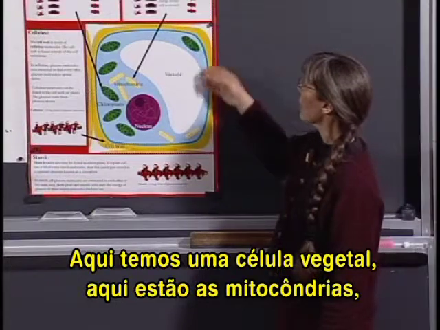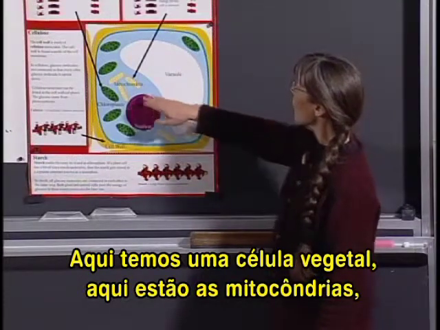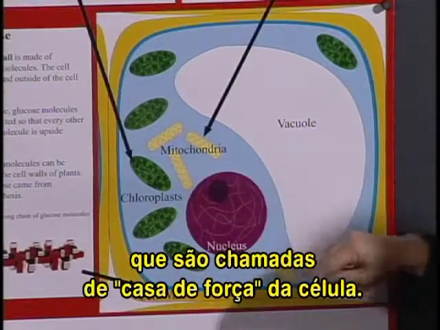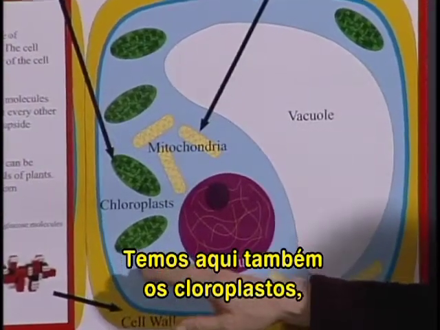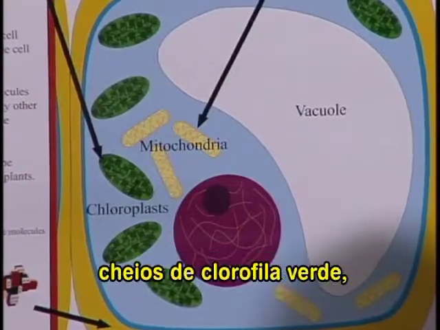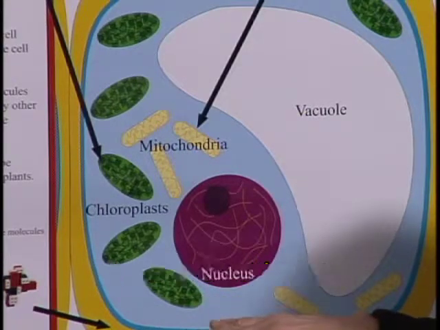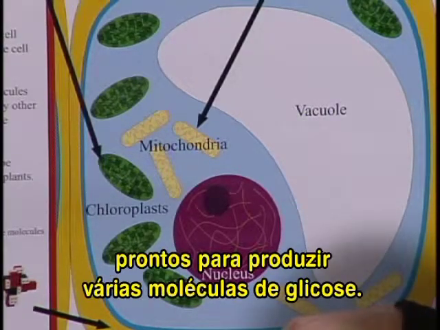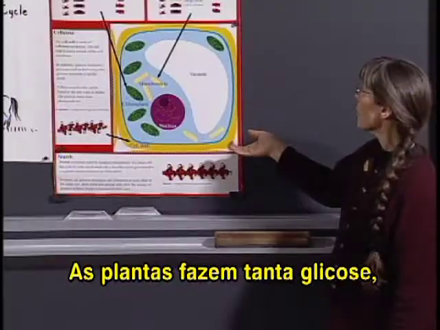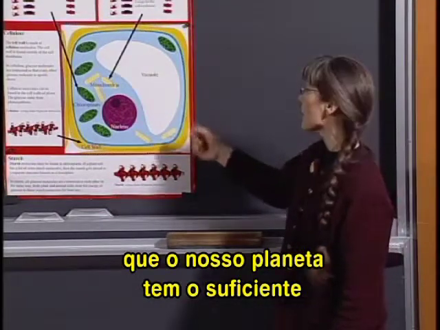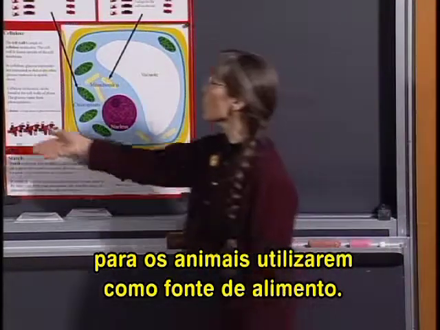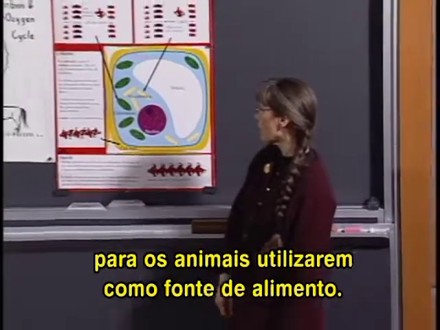So here we have a plant cell, and the mitochondria are here, and they're called the powerhouses of the cell. And also, we do have the chloroplasts that are shown here as well, full of green chlorophyll, ready for the plants to make lots and lots of glucose molecules. And this is a point that the plants actually make a lot of glucose, so much that our planet has plenty for animals to utilize as a source of food as well.